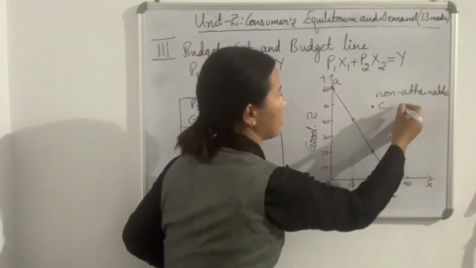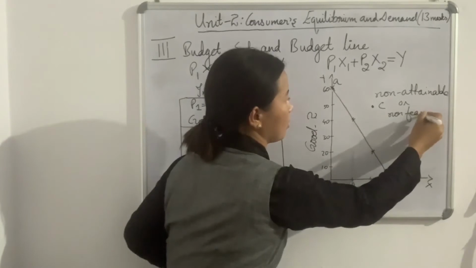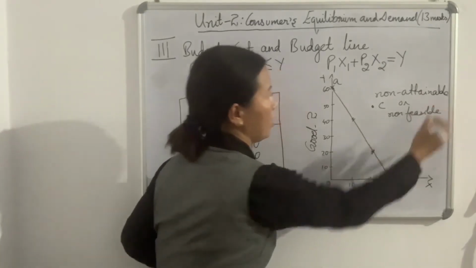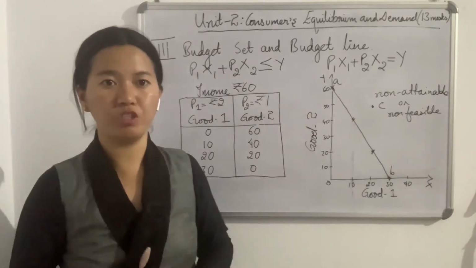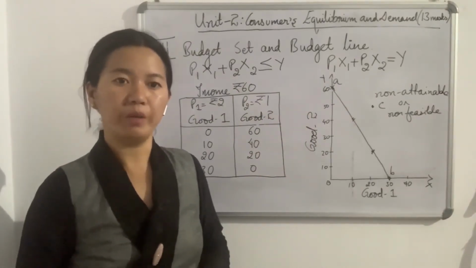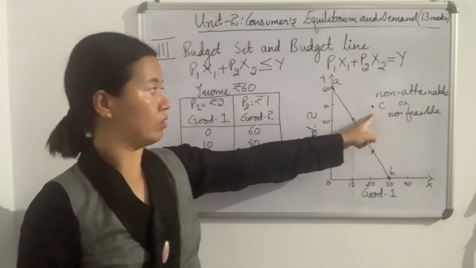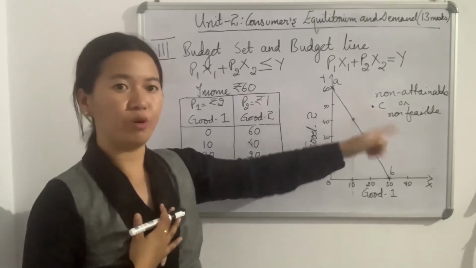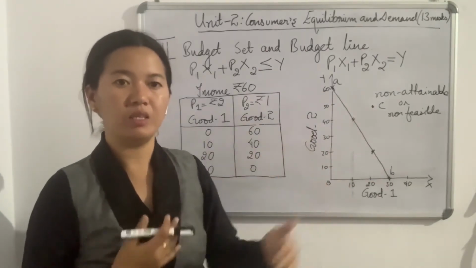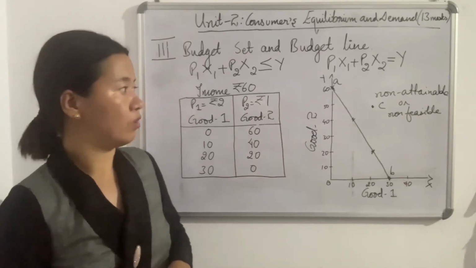It is called non-attainable or non-feasible. It is called non-attainable combination or non-feasible combination because I will not be able to purchase this point or this point, because I have only 60 rupees, and this point is beyond my budget, it is beyond my income. So this is non-attainable or non-feasible.